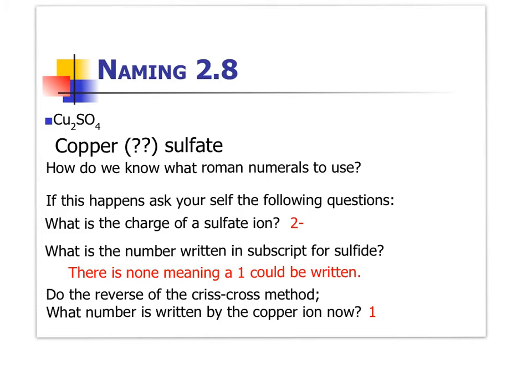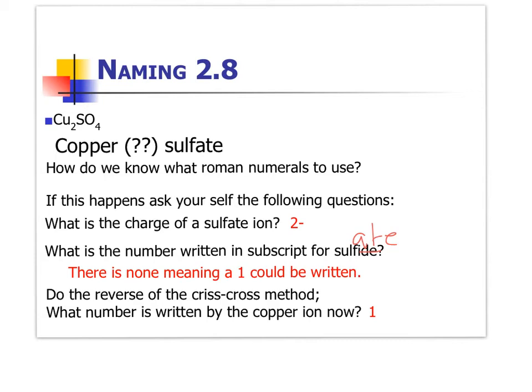So what copper do we have here? How do we know? My suggestion is to ask you a couple questions. What is the charge on the sulfate ion? Well, that's -2. That doesn't change. That will be very helpful to us. What is the number written in subscript for the sulfate? That should be sulfate. Well, there isn't one, because that 4 actually goes to the fact that it's sulfate. There isn't one, meaning a 1 could be written.